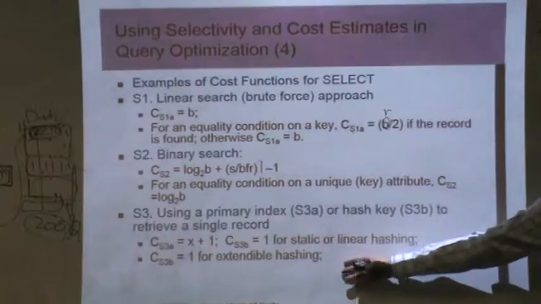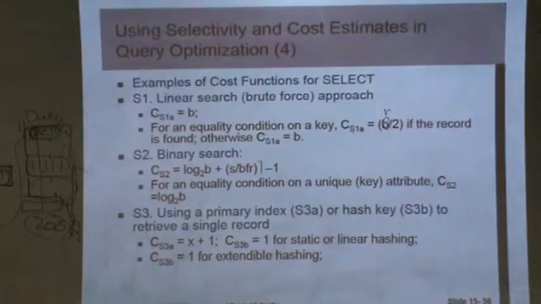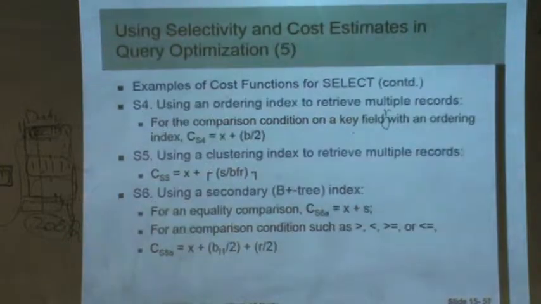So to simplify, it's very tough. Not tough, very complicated to find the exact cost function of the hash. We simplify, it's just 1. Okay? In real cases, it's the same. So next, we have the multiple record.